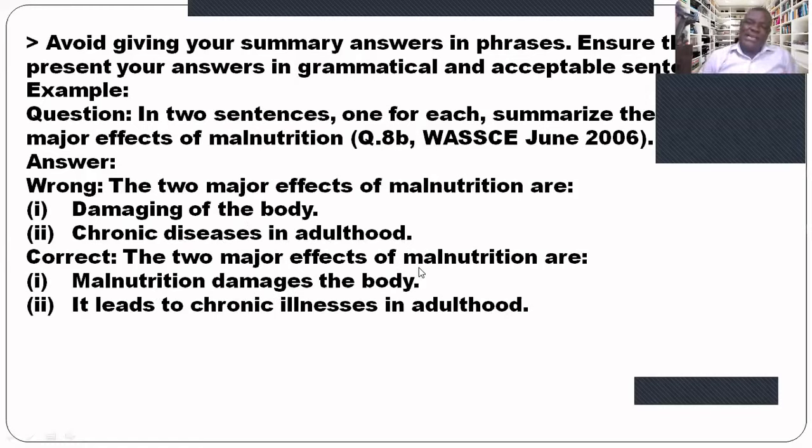That's a complete idea. All right? II, it leads to chronic illnesses in adulthood. So present your answers in complete sentences. That is very, very important because each summary question is asking you to present your answers in sentences. Look at this question here, in 2 sentences. It didn't say in 2 phrases or in 2 words, all right?